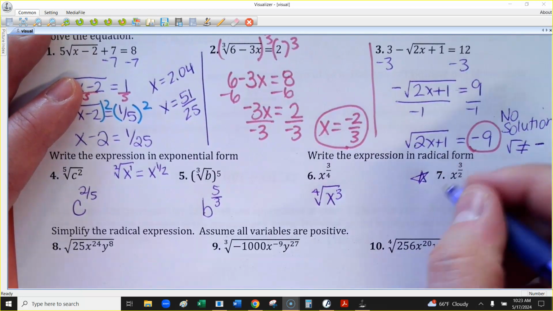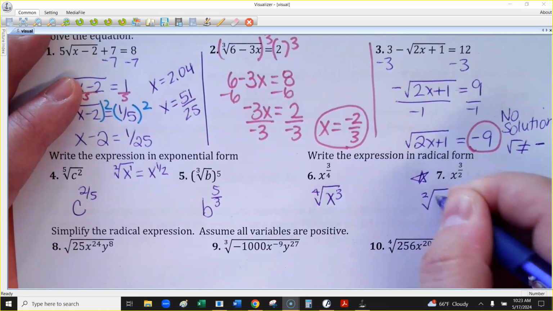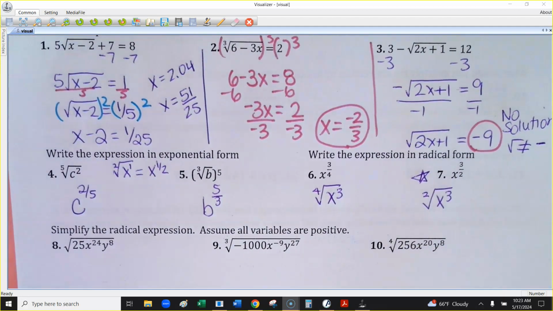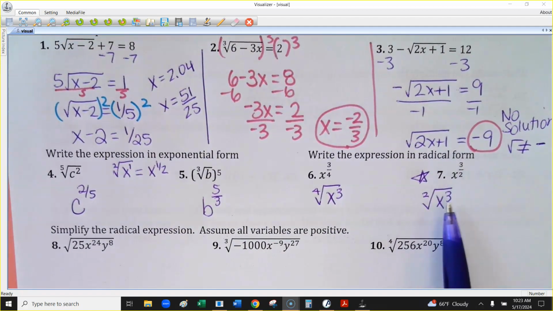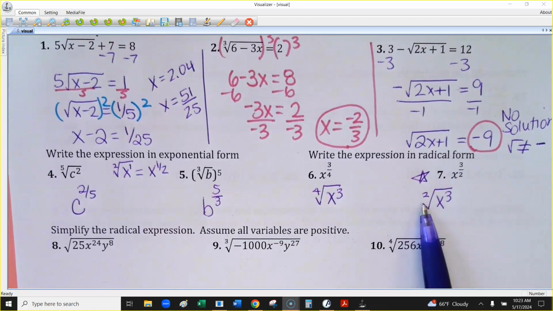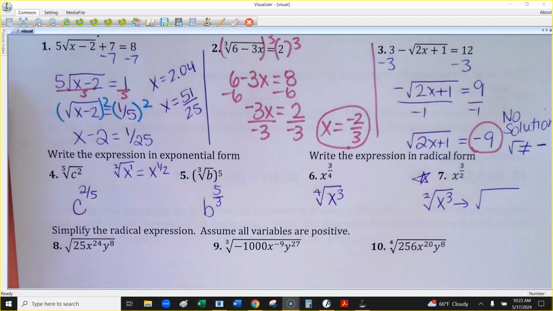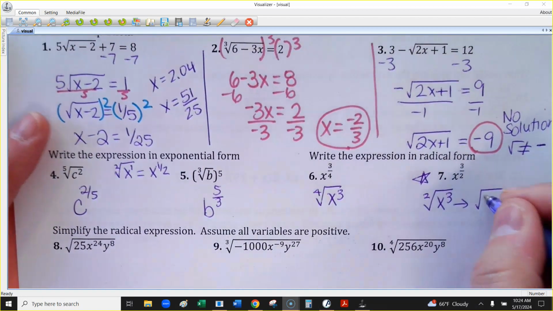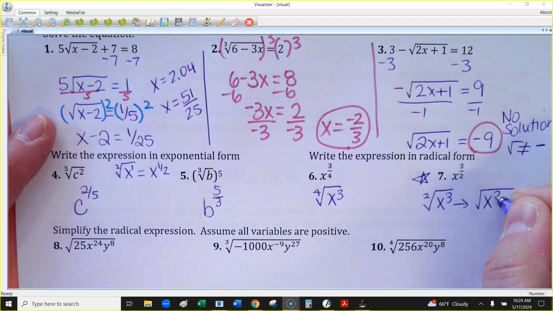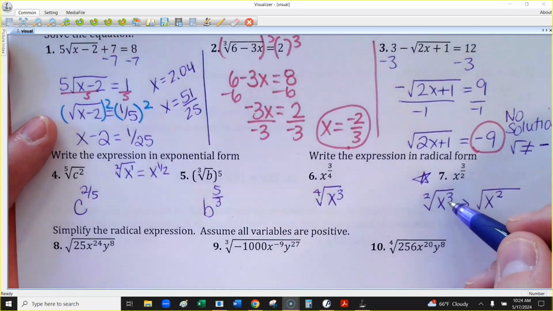So this would be the square root of x cubed. Now, if the number of my exponent is bigger than the root, that can actually be simplified a little bit. So see if you guys remember doing this. If you're working with the square root, if your exponent is divisible by 2, you can simplify it. Now, I know 3 is not divisible by 2. It's not a nice number.